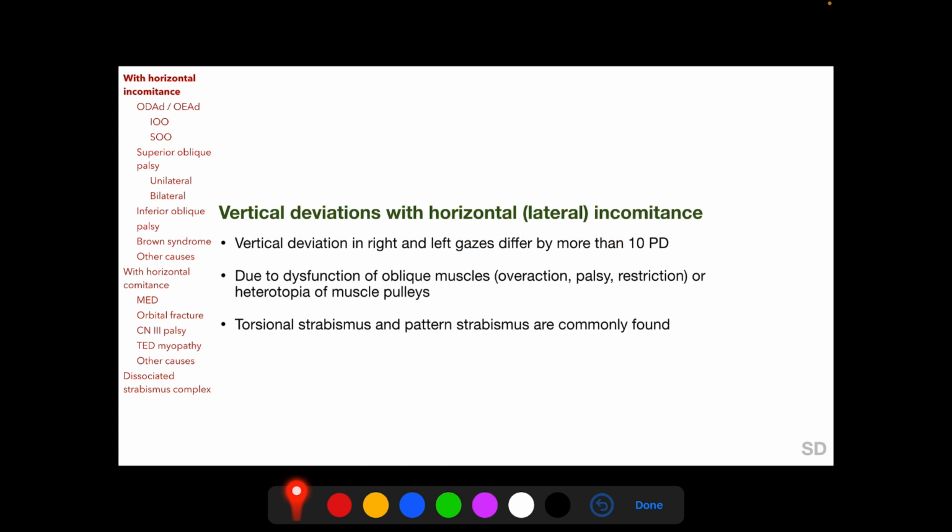Horizontally incomitant vertical deviations commonly occur due to dysfunction of oblique muscles, and this dysfunction of oblique muscles can be oblique muscle overaction, oblique muscle palsy, or oblique muscle restriction. And uncommonly, horizontally incomitant vertical deviations can occur from cyclorotational heterotopia of muscle pulleys. Since horizontally incomitant vertical deviations occur due to dysfunction of oblique muscles, torsional strabismus and pattern strabismus are commonly associated with horizontally incomitant vertical deviations.